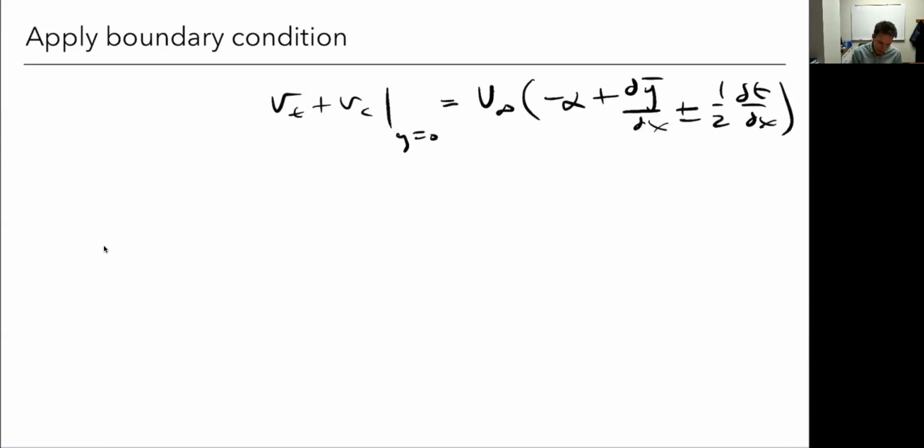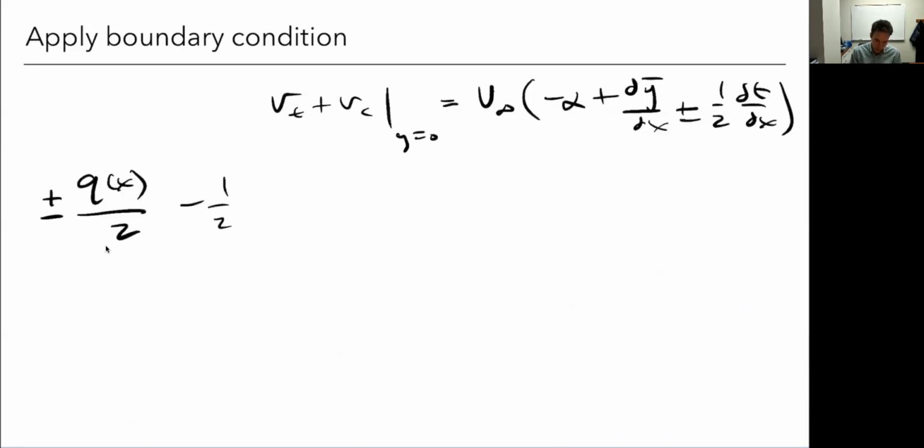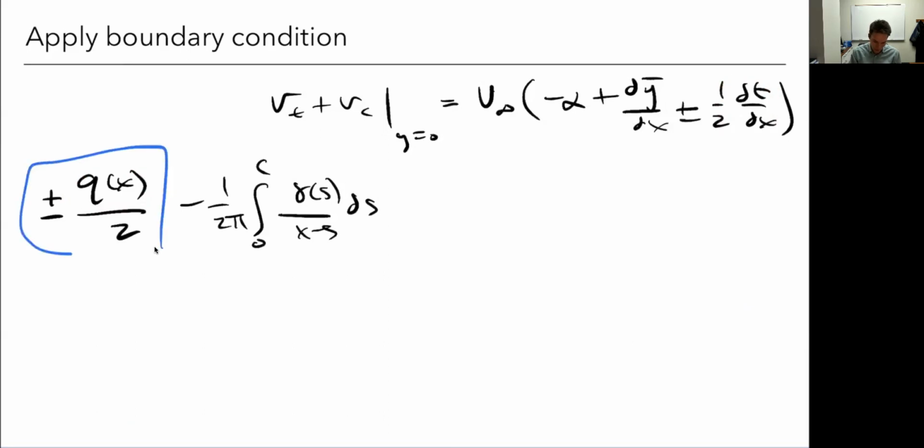The Vt part gives me q of x over 2, and there's a plus or minus on that. And then the Camber part gives me a minus sign. It's this one right here, minus 1 over 2 pi times the integral of gamma over x minus s ds. Okay, so remember what we were going to do. We wanted to associate the sources, which is q, with the thickness part. So we're going to equate this term here with this part here. And remember, there's a V infinity multiplying all of this, so it also occurs in this term.